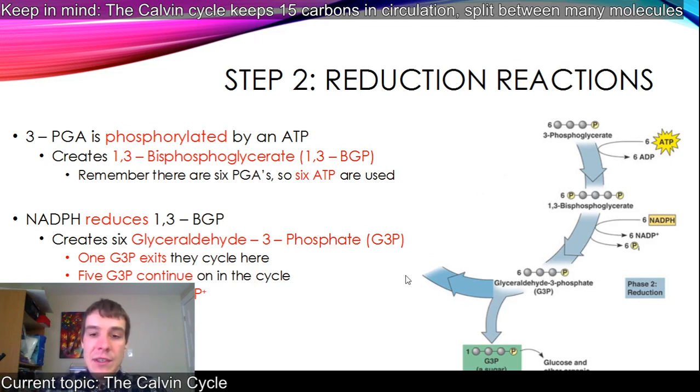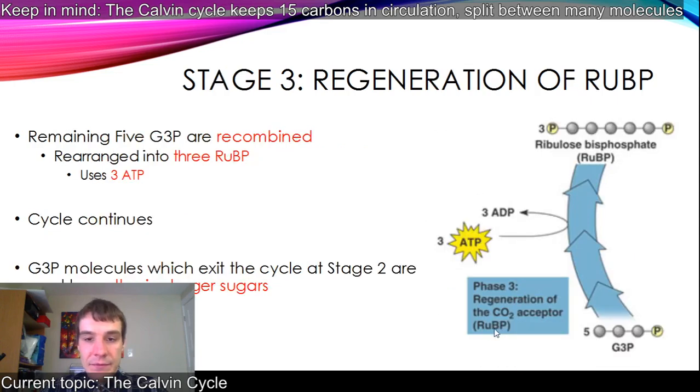So after this step, the 15 of them are going to stay in circulation, and one 3-carbon molecule gets pulled out, which means three of them are going to get pulled out for every 3 CO2 in. Then the G3P goes through a series of steps where the 5 G3Ps get reshuffled into 3 ribulose bisphosphates. So 5 3-carbon molecules get turned into 3 5-carbon molecules, which are still 15 carbons.